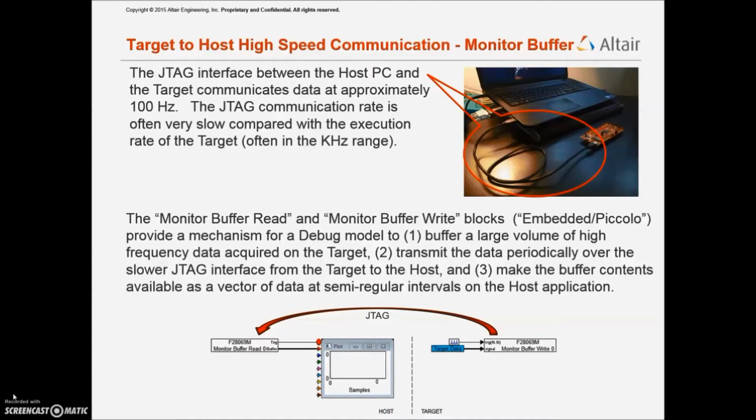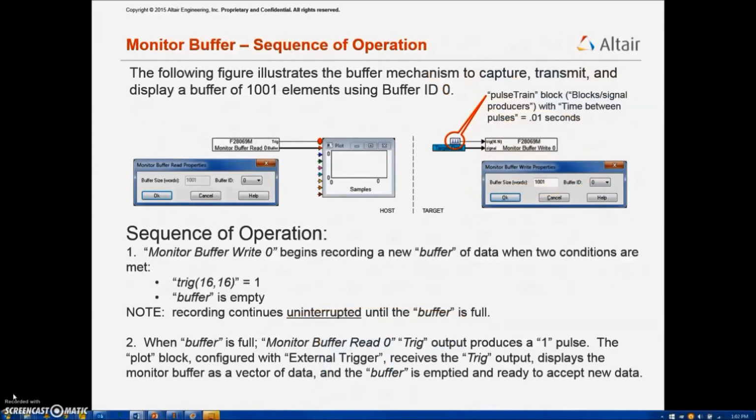Number one, buffer a large volume of high-frequency data acquired on the target. Two, transmit the data periodically over the slower JTAG interface from the target to the host. And three, make the buffer contents available for display as a vector of data at semi-regular intervals on the host. The monitor buffer sequence of operation is described in this slide.